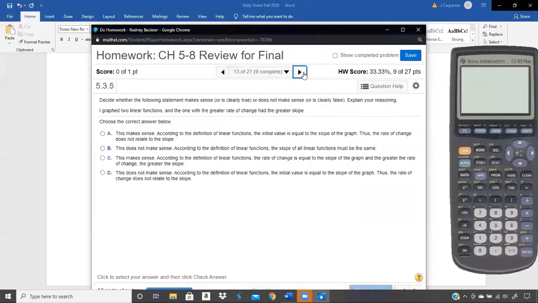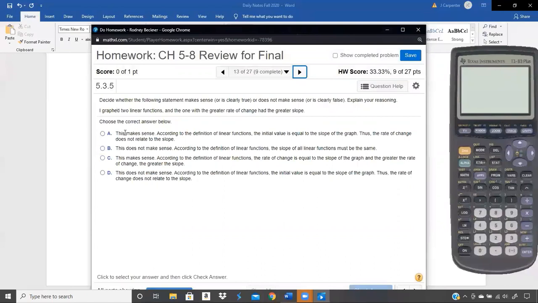Decide whether the following statement makes sense or is clearly true or does not make sense and is clearly false. Explain your reasoning. I graphed two linear functions, and the one with the greater rate of change has the greater slope. A: This makes sense. According to the definition of linear functions, the initial value is equal to the slope of the graph. Thus, the rate of change does not relate to the slope.